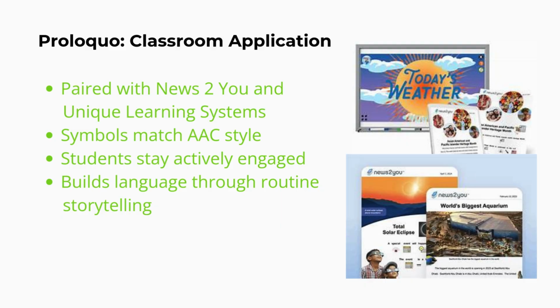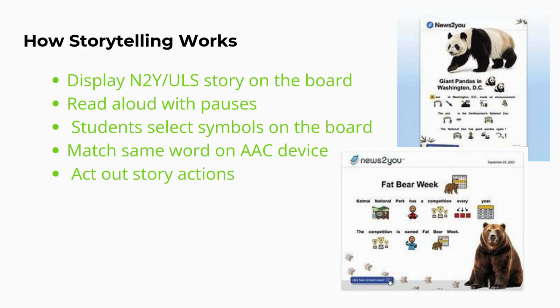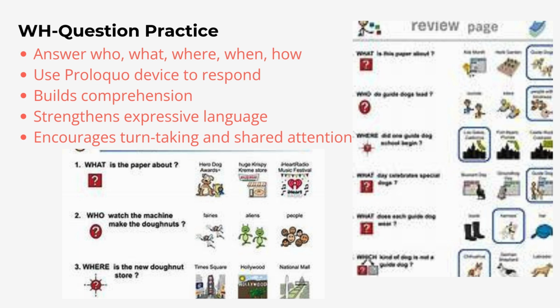Interactive storytelling works well for students with autism and emerging communication abilities because the routine is visual, predictable, and hands-on. Students see the symbols on the board, use the symbols on their AAC, and act out the motion with their bodies. This provides repetition across modalities. Students practice expressive language without pressure. They gain confidence in navigating their devices. They learn how to answer questions through experiences rather than memorization. Proloquo becomes meaningful because it is used inside a real learning context.